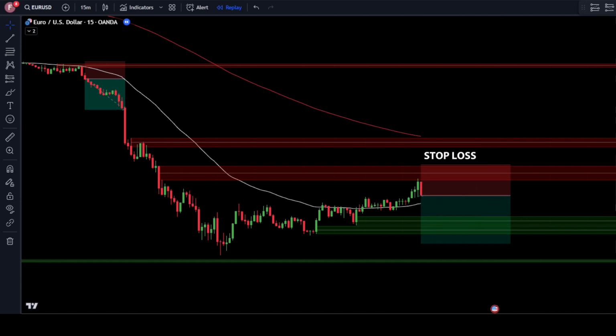Place a stop loss above the bearish order block area. Use a target take profit with a risk and reward ratio of 1 to 1.5.